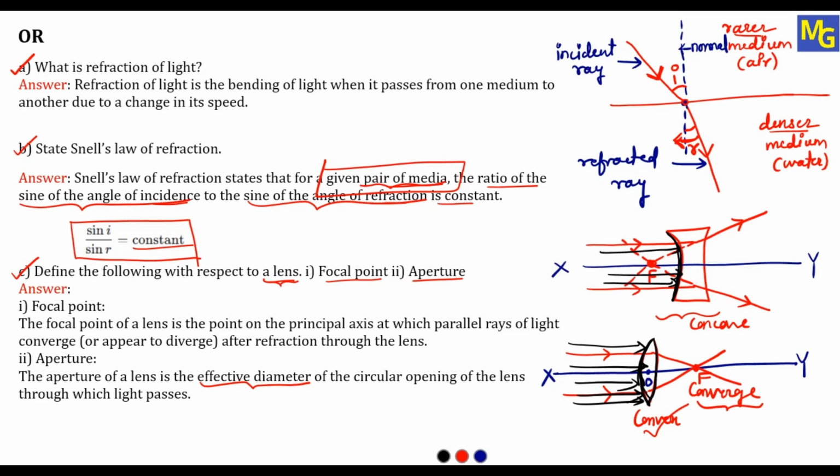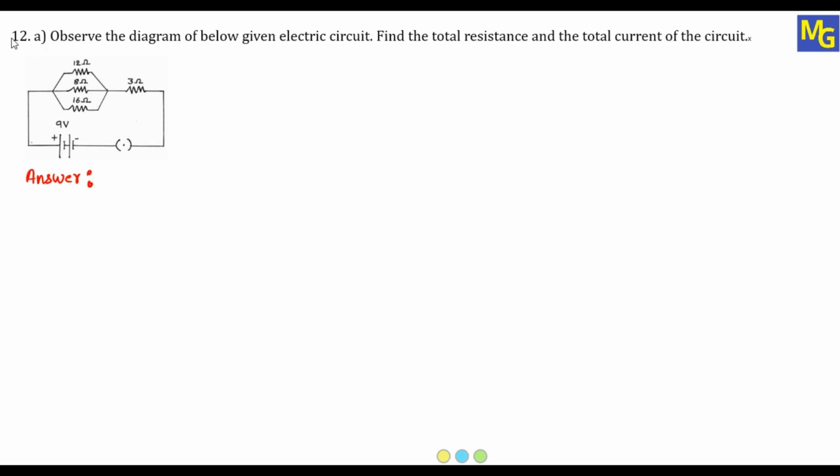Now we will see the next question. The next is question number 12. In this we have A and B. So we will start with A first. Observe the diagram of the electric circuit given below. This is the circuit which is given. Find the total resistance and total current of this circuit.